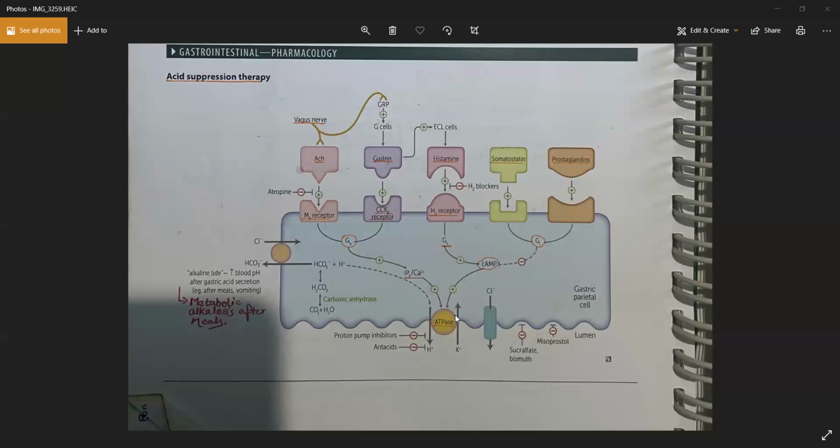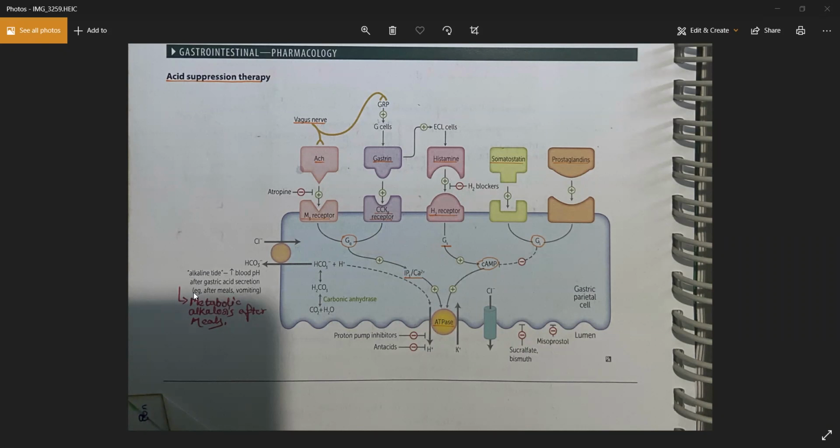Whenever you eat food, whenever you have a high acid production, the bicarbonate will be released in the blood. So whenever you have a meal or vomiting, or anyway, if you're having a high acid production, you will always have a high pH in the blood. So whenever you have acid in the stomach, you will have a high pH in the blood, and this is known as the alkaline tide, which happens because of the gastric acid secretion.